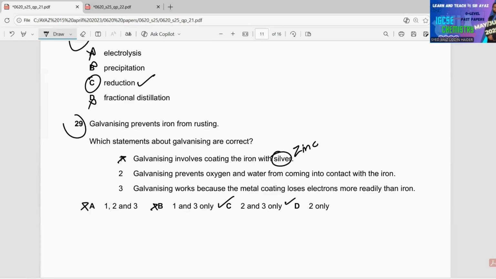2. Galvanizing prevents oxygen and water from coming into contact with the iron. This looks correct to me. So again, either C is correct or D is correct. Checking the last statement: galvanizing works because the metal coating loses electrons more readily than iron. This also looks correct to me. 3 is also correct. So C must be the right answer in this case. D is incorrect.